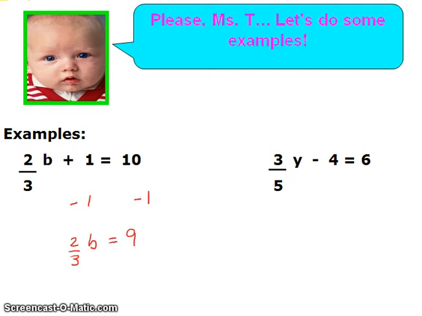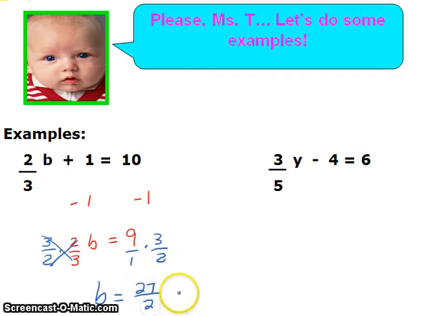Okay, now we're going to go ahead and multiply both sides by the reciprocal of the 2/3. We end up with b, 1b, or just b on the left. On the right side, we have 9 times 3, which is 27, and 1 times 2, which is 2, and there's our answer. Remember, you can always check your answer by plugging your solution into the original equation.